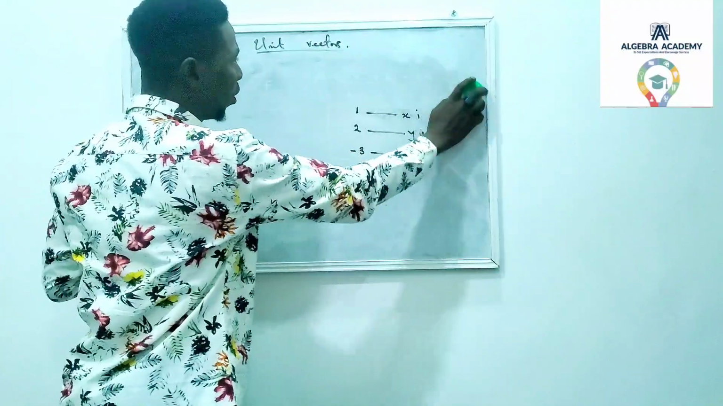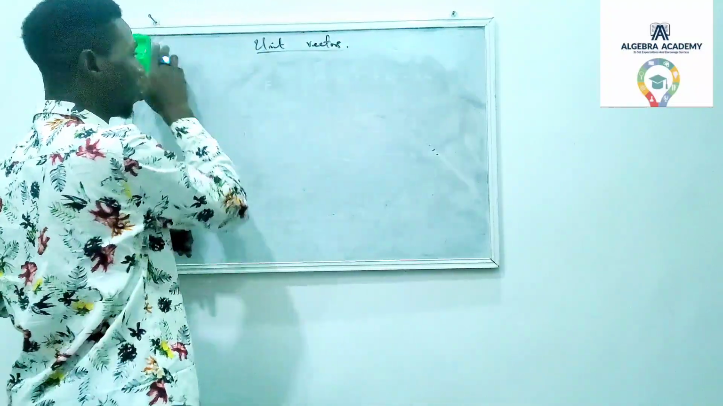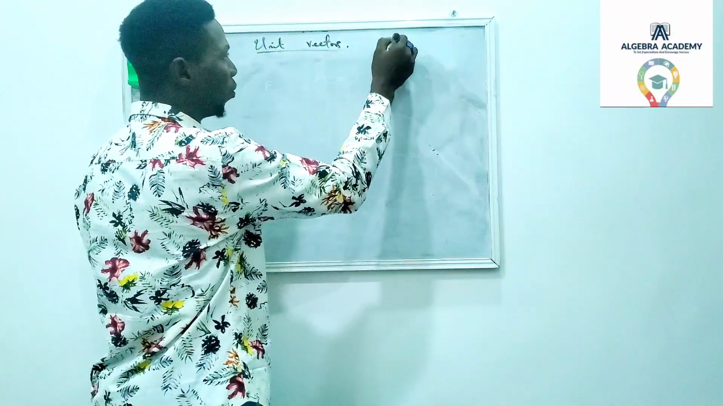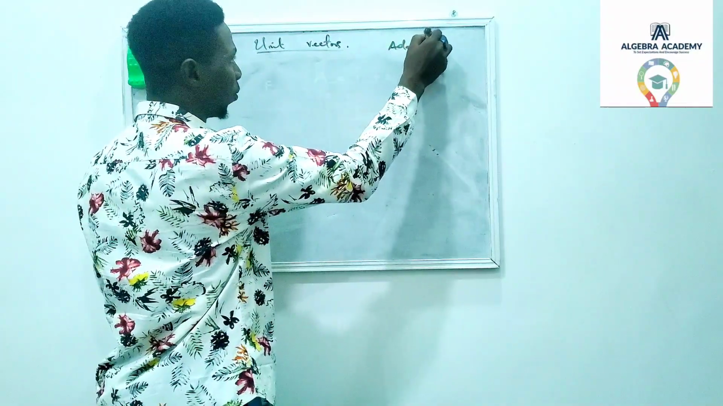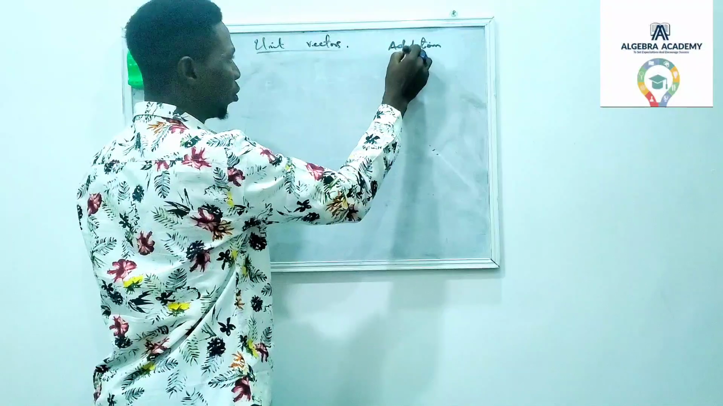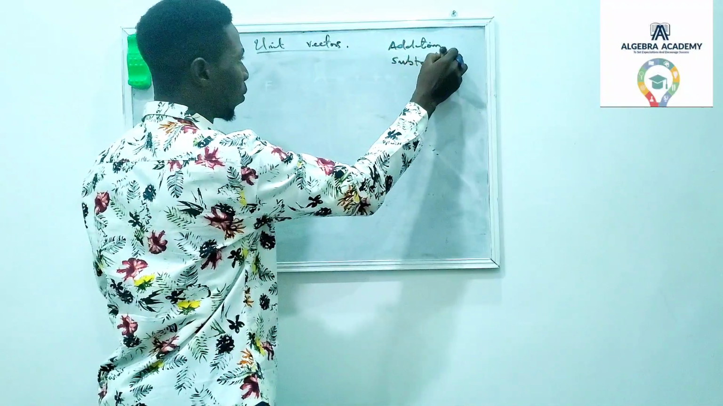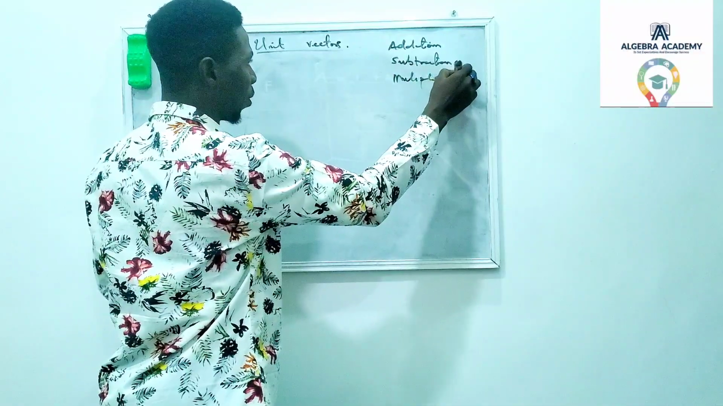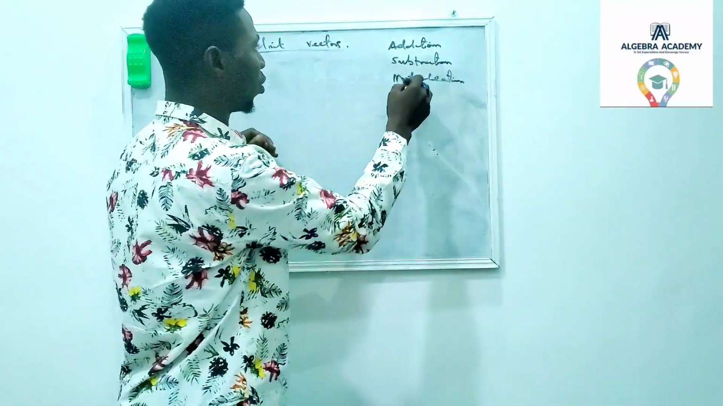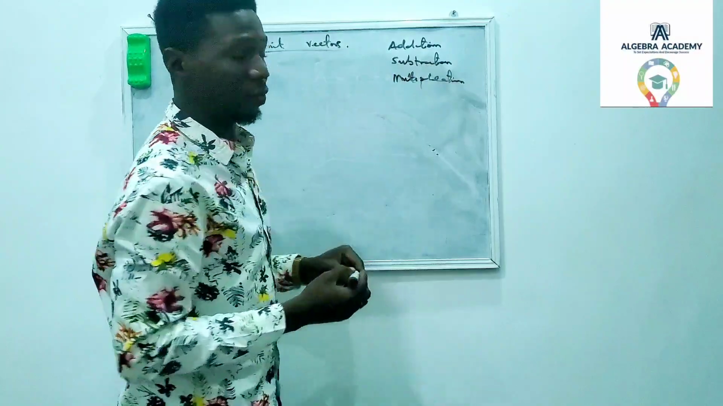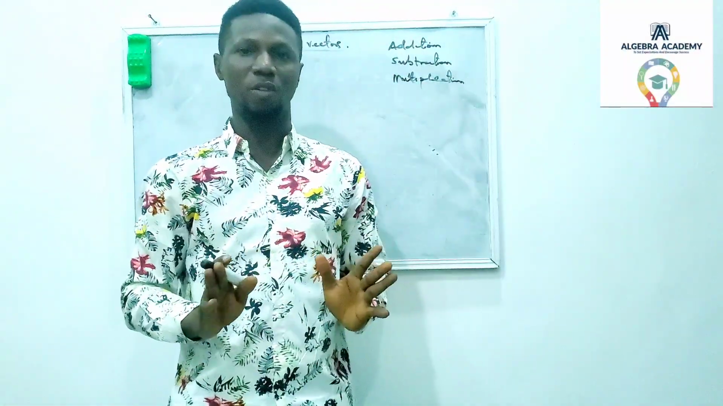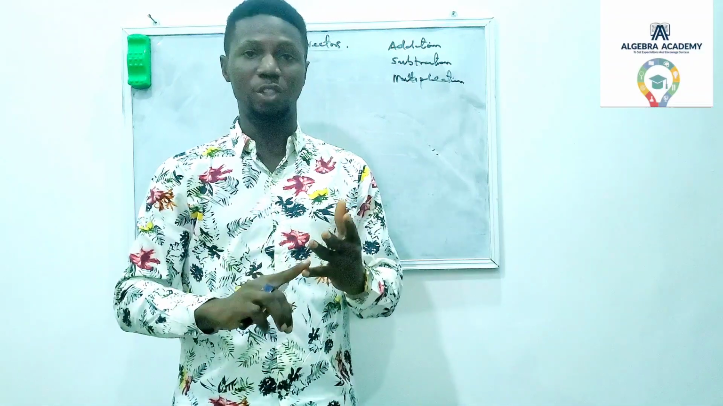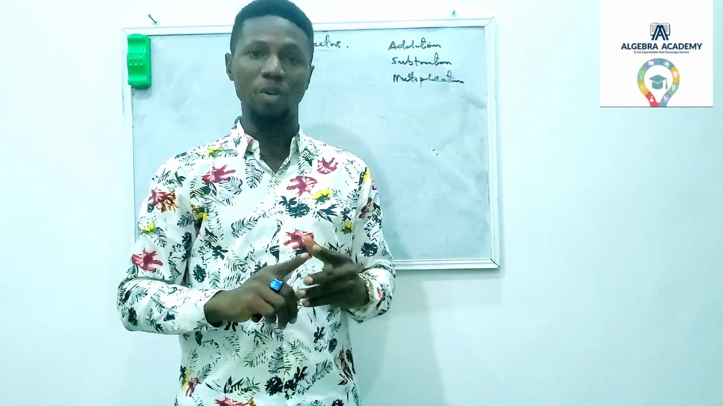Now we perform different operations, or let me say just 3 operations on unit vectors. We have addition of vectors, we have subtraction, and we have multiplication of vectors. There is no division of vectors, because division of vectors is infinite, so there is no division of vectors. So you have 3 operations that you can perform on unit vectors: the addition, the subtraction, and multiplication.